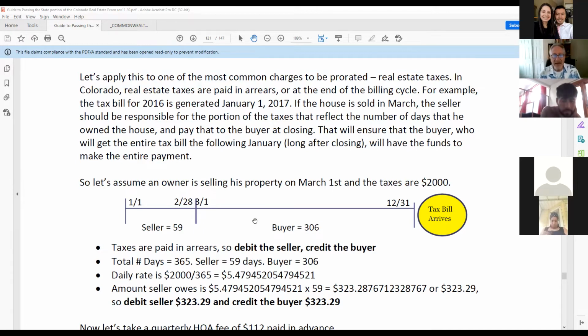Then they went ahead and they calculated the number of days. There's 365, it's a state question, 365 days. So now we count how many days in this section over here is 59 for the seller. And for the buyer, we counted up 306. Now, how do you count the days? How do you remember how many days in each month, Joe?